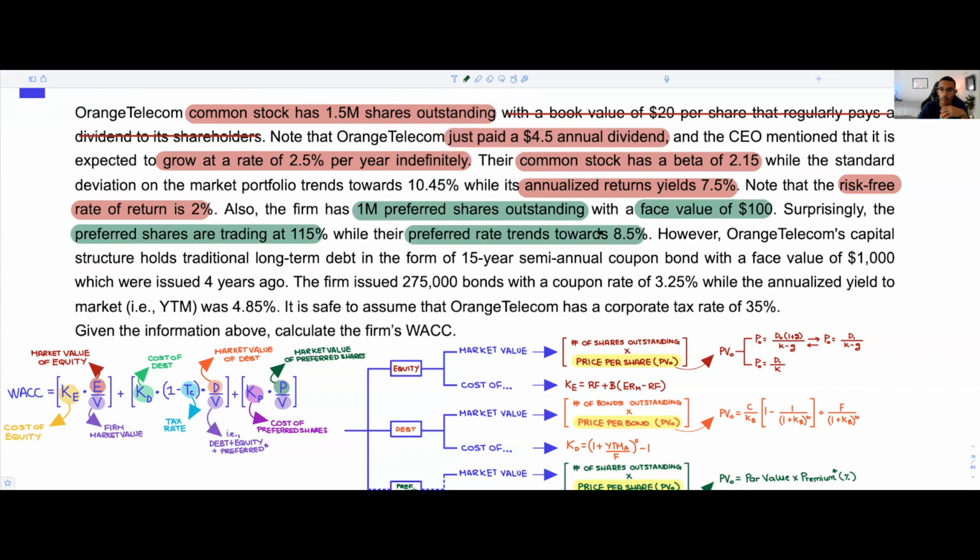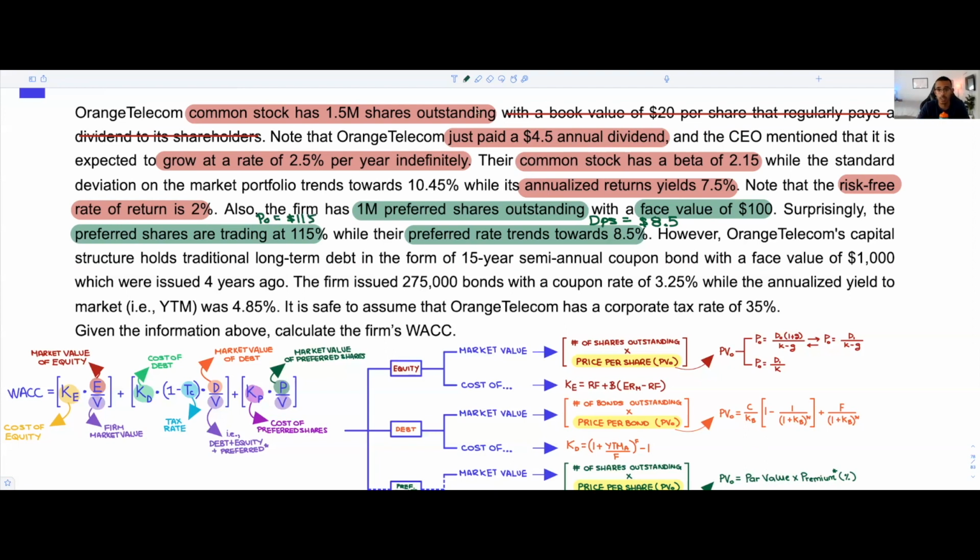That's awesome news because we know they're trading at a premium, and we know that the preferred rate trends at 8.5%. And I could maybe just highlight something for you. This means that our DPS is going to be equal to $8.5. And this means that our price here is $115. So just like that, you could find K in a second.